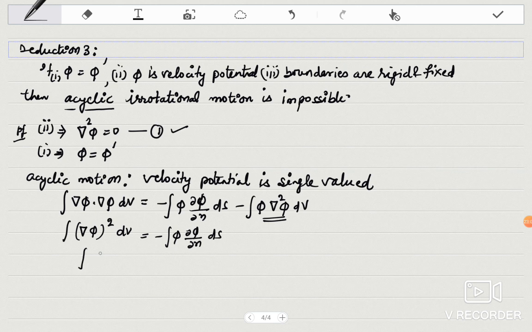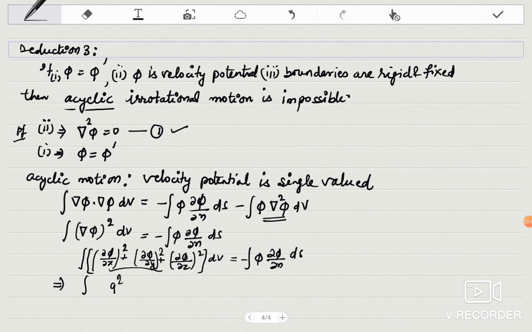Now what is delta phi square? It is in actual delta phi delta x square plus delta phi delta y square plus delta phi delta z square, if you are working in 3-dimensional motion, dv is minus phi delta n ds. And I may write it as q square, if q is the resultant velocity. So it is q square dv is minus phi delta n ds. Now at this stage also I may say that I have proved the theorem, but I'll convert it into an expression in terms of kinetic energy, and then I'll show you how we are getting the proof of this theorem.